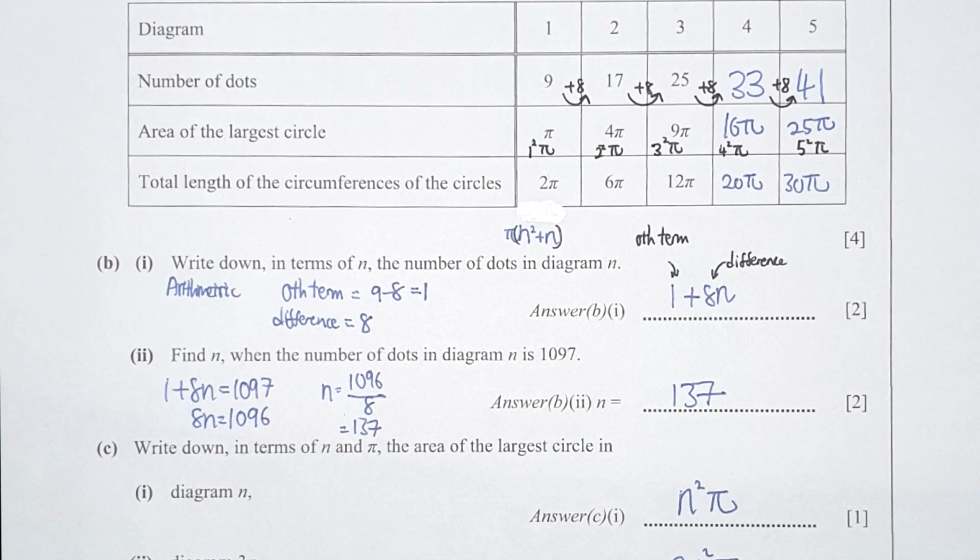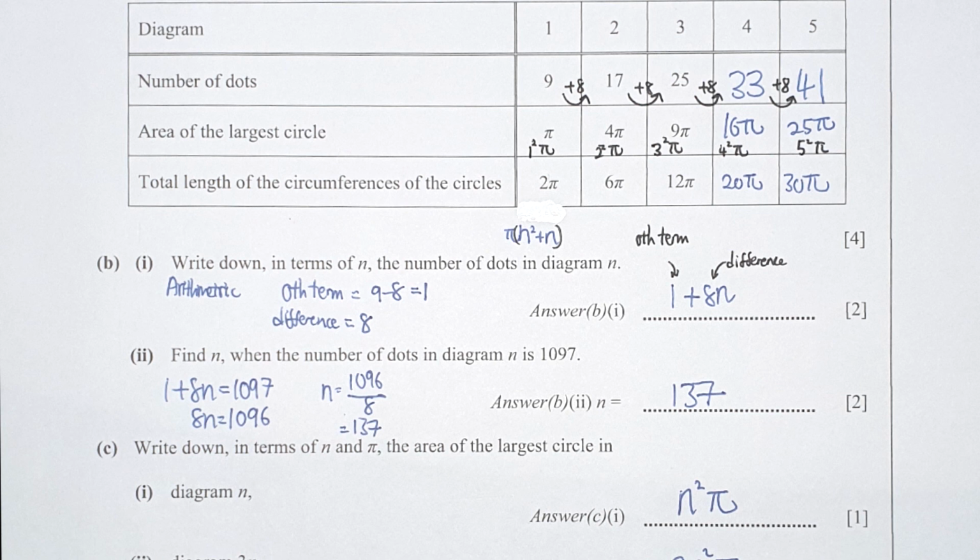Question 11. This is a sequence question for the number of dots. As you can see, for the first part, it has a constant difference, which is plus 8. So this qualifies as an arithmetic sequence. So for the fourth and fifth ones, it will actually be 33 and 41.